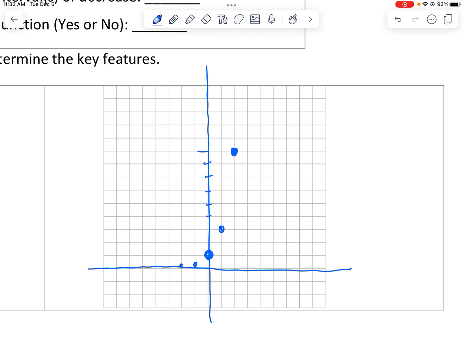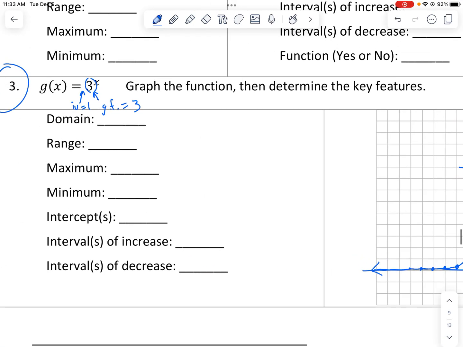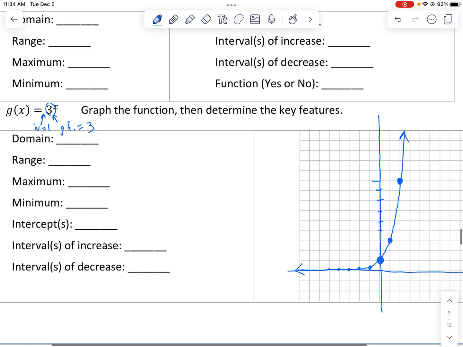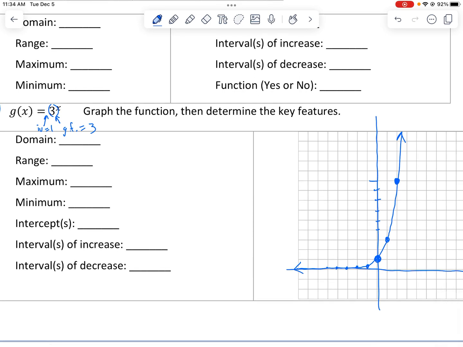On the left side, it's dividing by 3, which means it's getting smaller and smaller and smaller. So it's almost horizontal over here, but then it shoots up really fast, because that's how exponentials work. So here's a graph of our function. We need to get its domain and range, the minimum, maximum, intercepts, all that stuff.